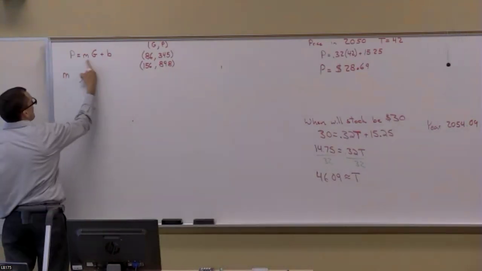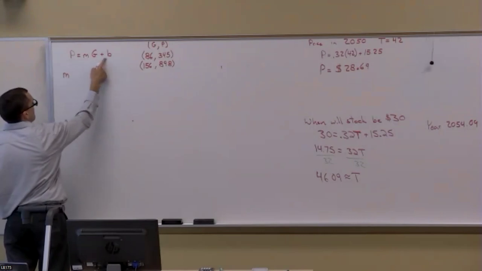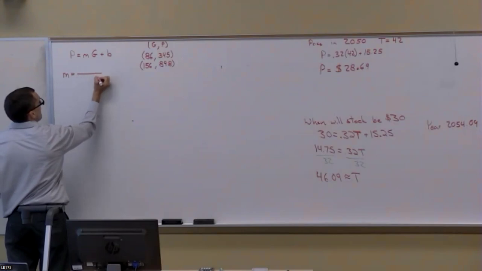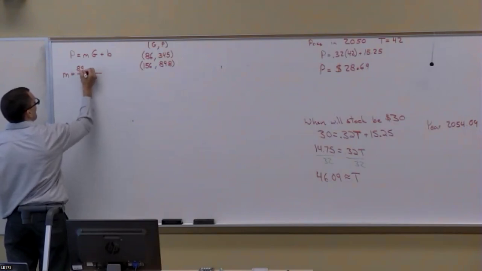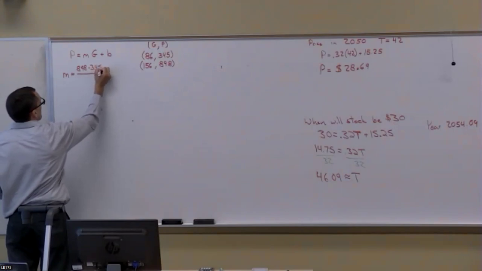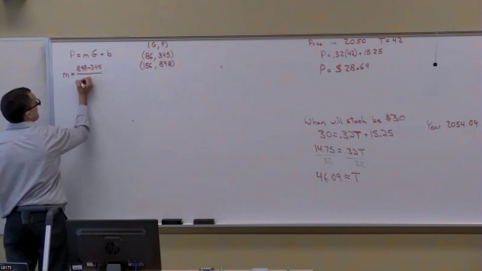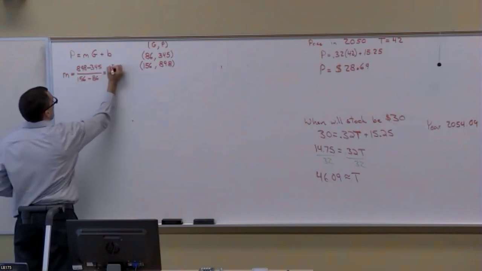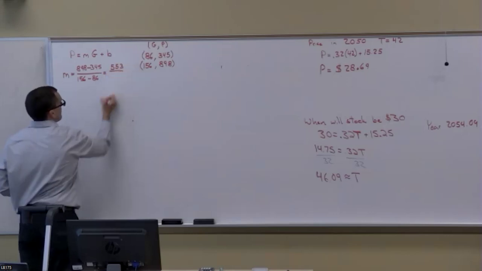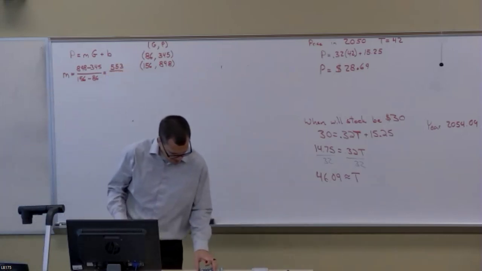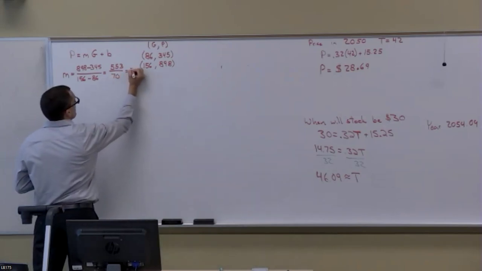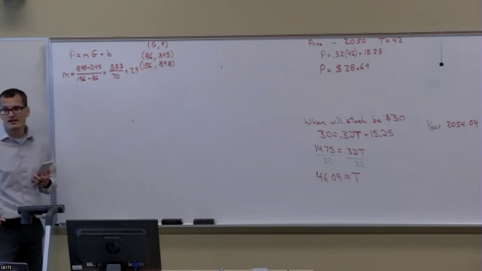So we want to create a linear equation like y equals mx plus b, where g is like our x value, and p is working like our y value. So we take the slope, that's going to be 898 minus 345 divided by 156 minus 86. That gives me 553 over 70, making sure I got those right, which is a value of 7.9.